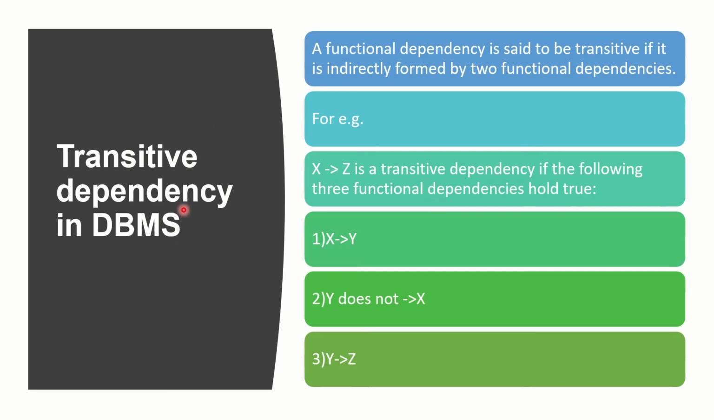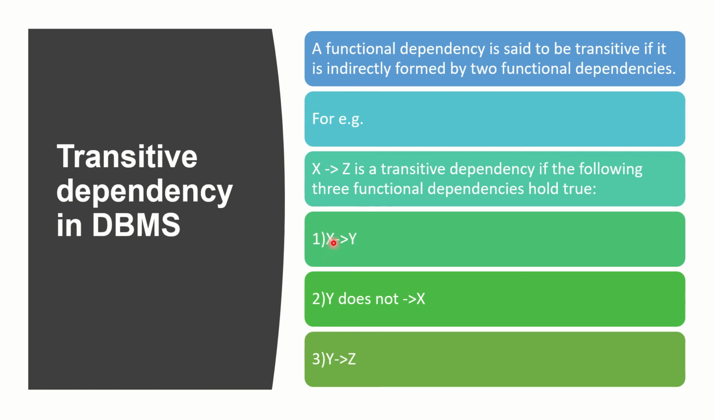The next one is transitive dependency. A functional dependency is said to be transitive if it is indirectly formed by two functional dependencies. For example, we can say that the functional dependency x implies z is said to be transitive if the following three conditions are satisfied.